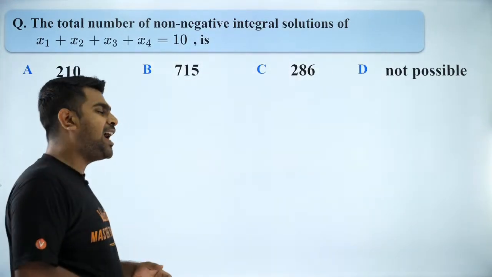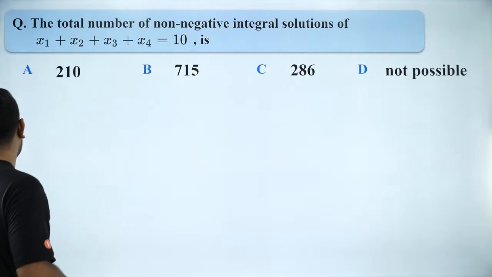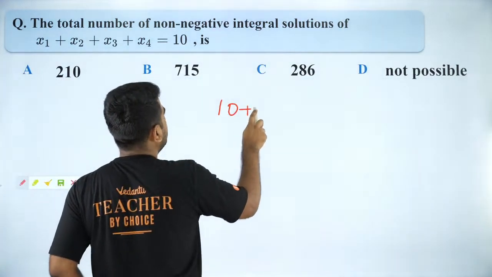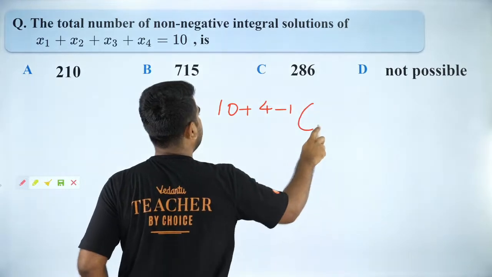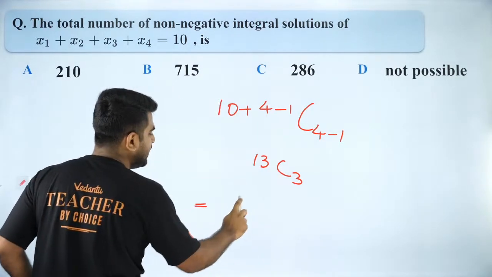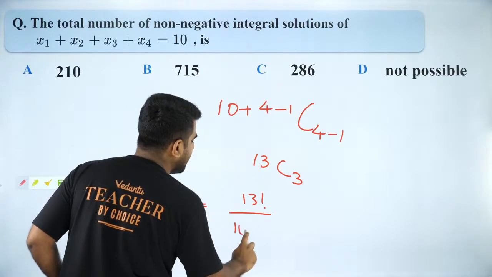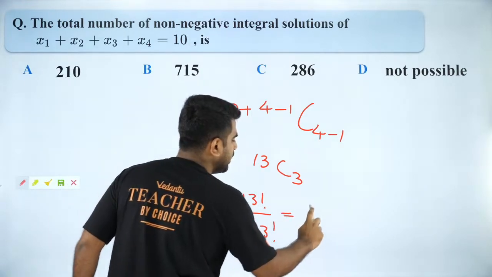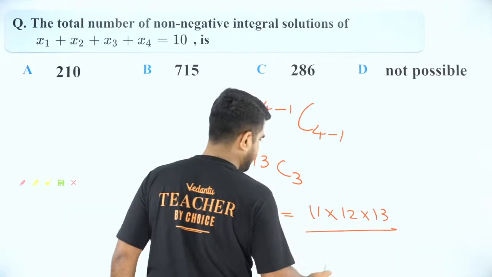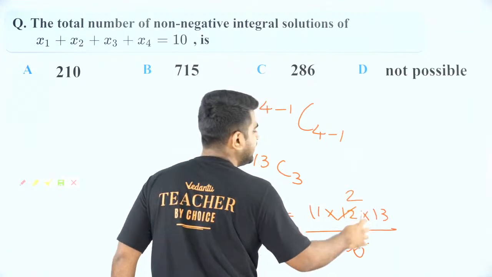Okay, good job guys. That is the answer. So let us try to solve it. The answer is 10 plus 4 minus 1 C 4 minus 1. So the answer is 13C3, and that will be 13 factorial by 10 factorial times 3 factorial, which will be 11 into 12 into 13 divided by 6. So that will be 13 into 22.